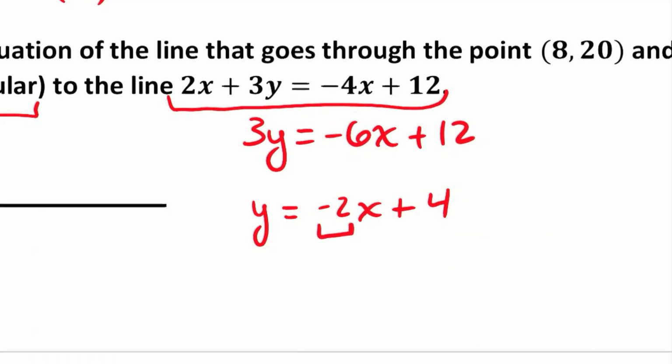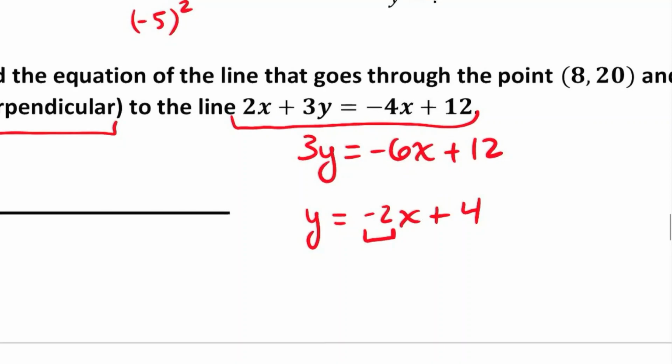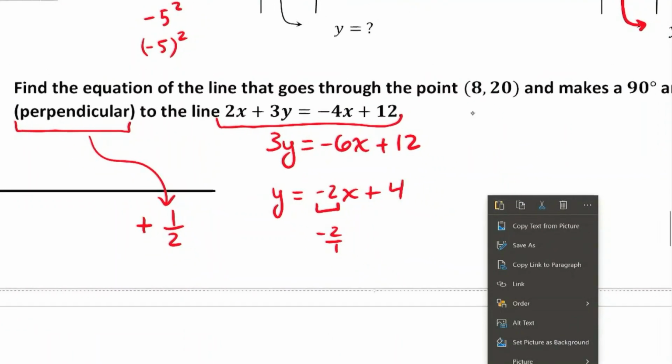And because I want a line that's perpendicular to it, I have to have the opposite sign, right? So instead of negative, it has to be positive. And instead of being negative 2 over 1, I need the reciprocal, which is up 1 over 2. So I'm going to be using this slope, positive 1/2, and it has to pass through this point, right?